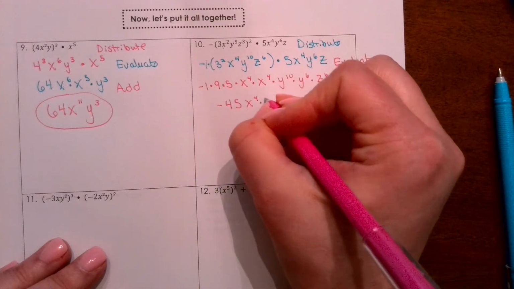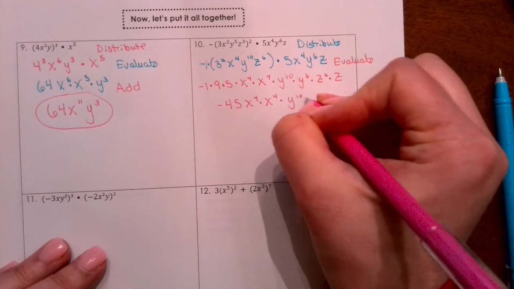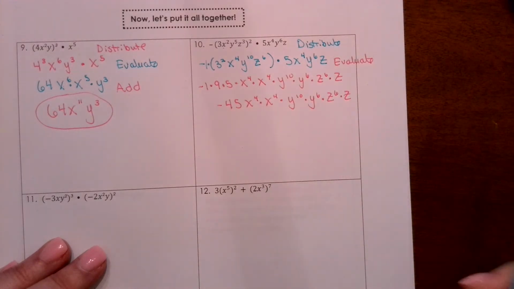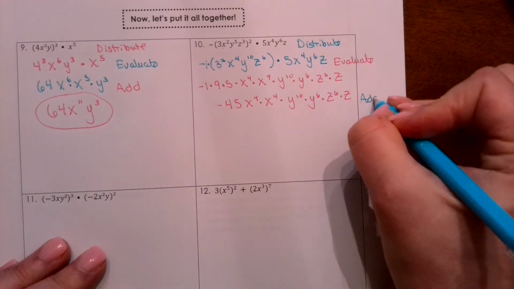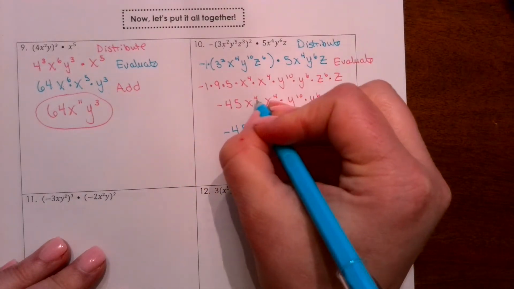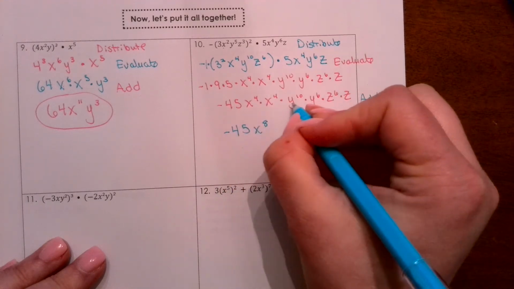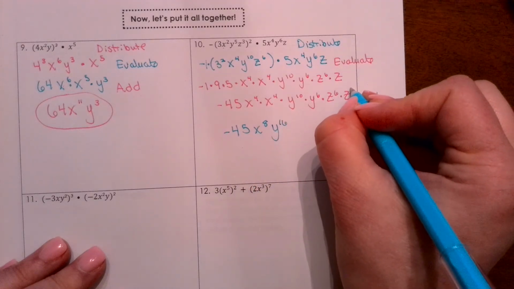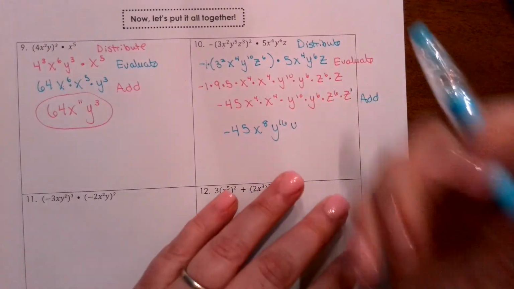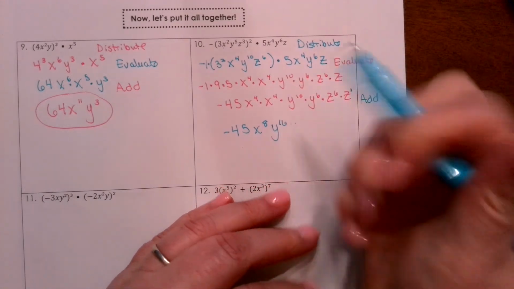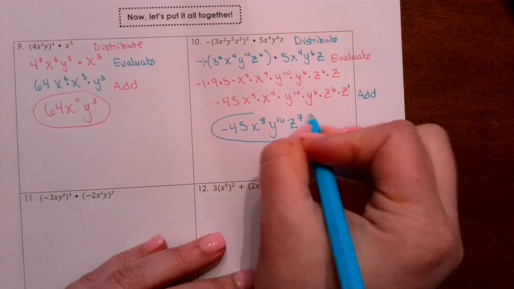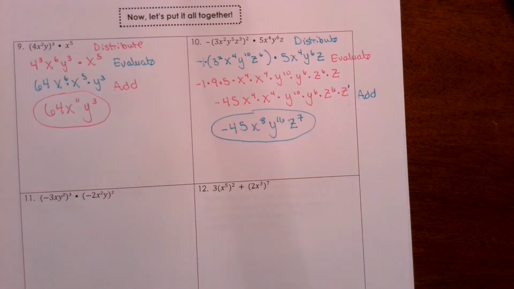X to the 4th times x to the 4th times y to the 10th times y to the 6th times z to the 6th times z. And now I'm going to add, get all my adding done here. I have -45. 4 plus 4 is 8. 10 plus 6 is 16. And 6 plus 1, there's an invisible 1 there, is 7. And that should be a z. Excuse me, z to the 7th. So all of that simplified to -45, x to the 8th, y to the 16th, z to the 7th power.